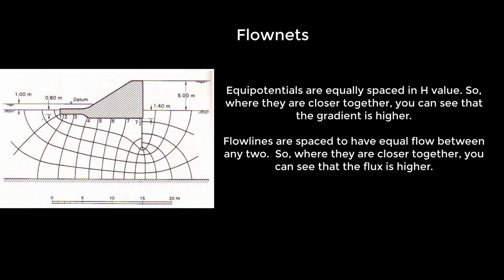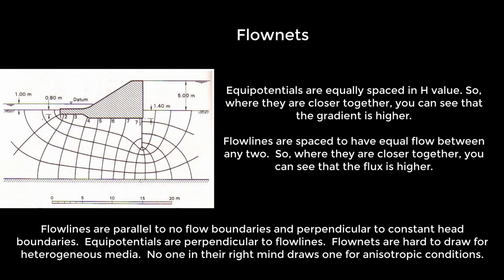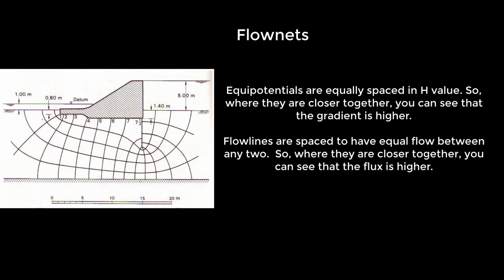When you're constructing a flow net, the flow lines themselves are parallel to no flow boundaries, as they would be, and they're perpendicular to constant head boundaries because there's no flow along a constant head boundary. There's no gradient there. They come into something like the water table at an angle, or if the head changes along a boundary, then the flow lines will come across that at an angle.